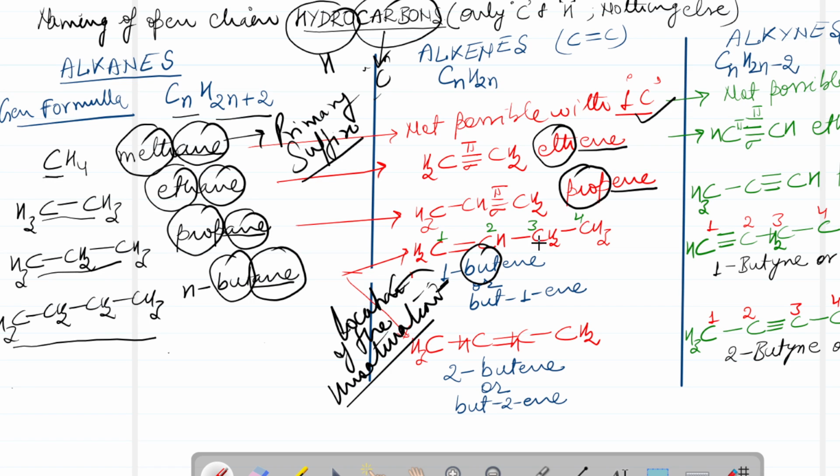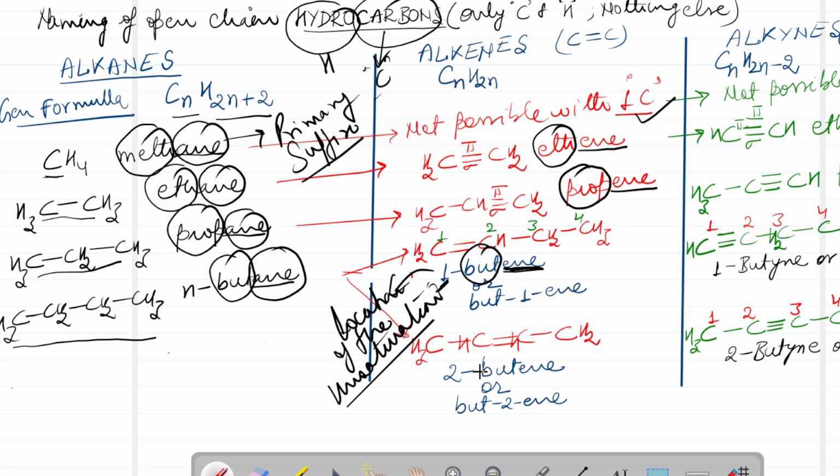Now here the compound is having 4 carbons, so the root word would be "but". It has unsaturation, that is multiple bond. In this case it is a double bond, so the primary suffix would be "-ene". Regarding the location of this unsaturation, it is 1. 1 indicates that the double bond is between carbon 1 and carbon 2. We won't be putting 2, we would be putting the least number, right.